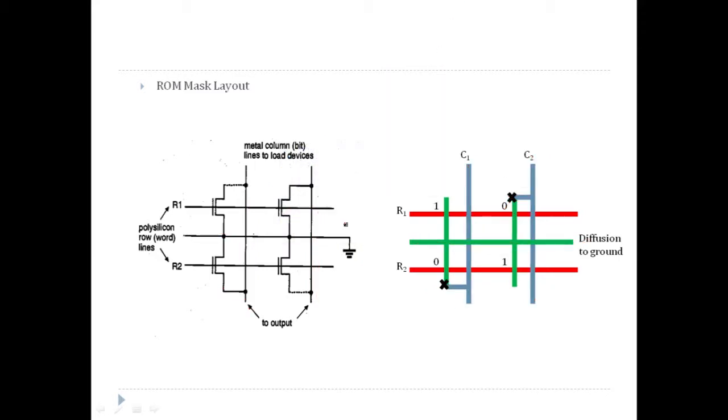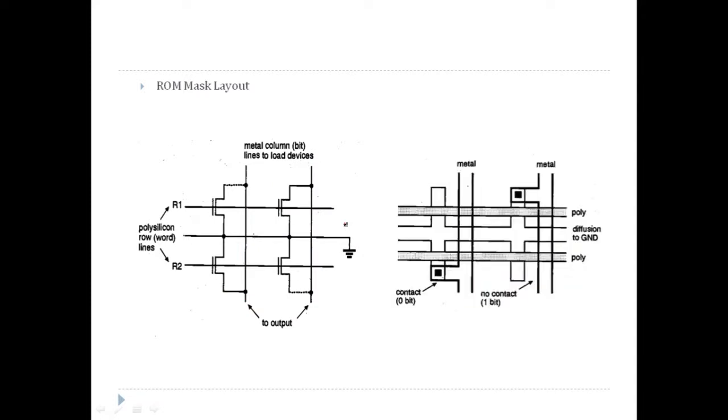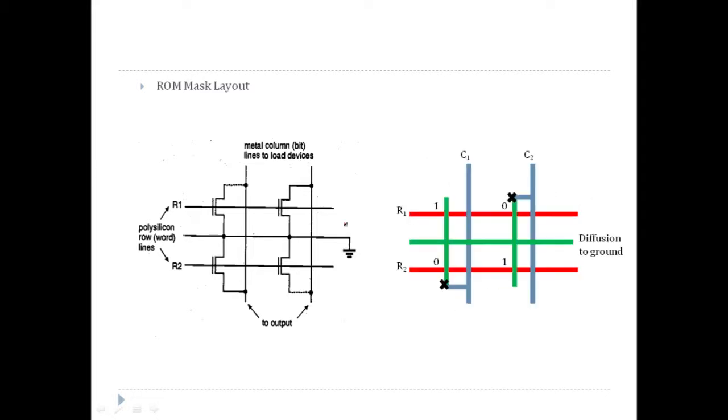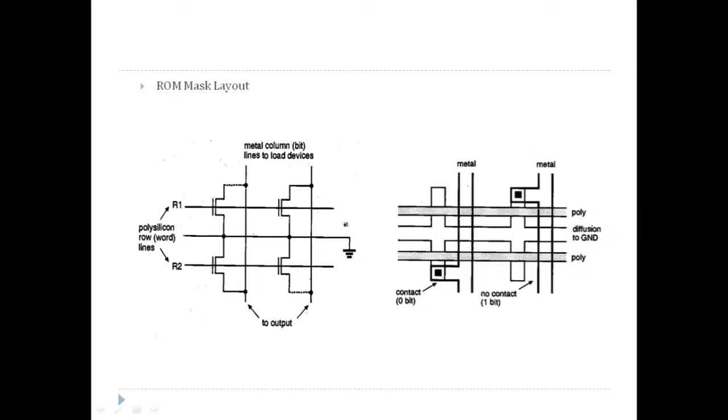Now once you have the stick diagram, you can draw a mask layout for this ROM structure. So I have shown you the stick diagram. I hope you can draw the mask layout using lambda rules here. Okay, so that's about the mask layout.